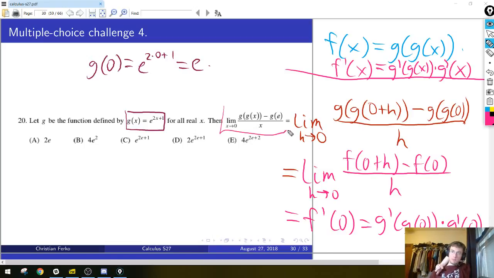We figured out what the mystery limit is. Now we just have to apply our derivative rules to find out what this thing on the right side is. So let's go back to our definition of g of x. g of x is e to the 2x plus 1. Now we're going to need g prime, because that appears on the right side. So what's g prime of x?